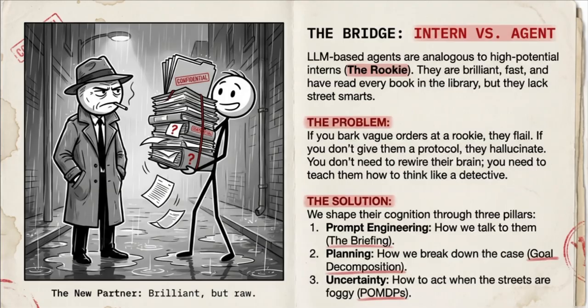We achieve this by shaping their cognition through three essential pillars. First is prompt engineering, which is the briefing, or how we talk to them. Second is planning, which is how we break down a complex case through goal decomposition. Third is handling uncertainty, which involves acting correctly when the environment is foggy. We use mathematical frameworks here, like partially observable Markov decision processes, to manage this risk. This foundation turns a raw model into a reliable partner.